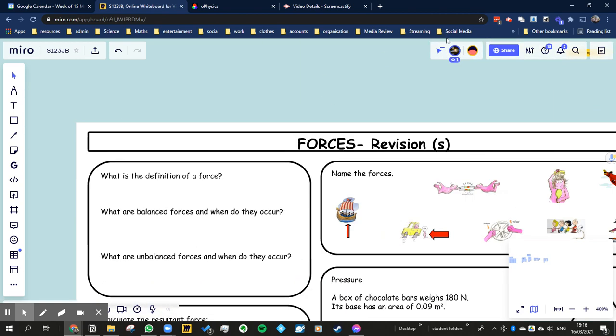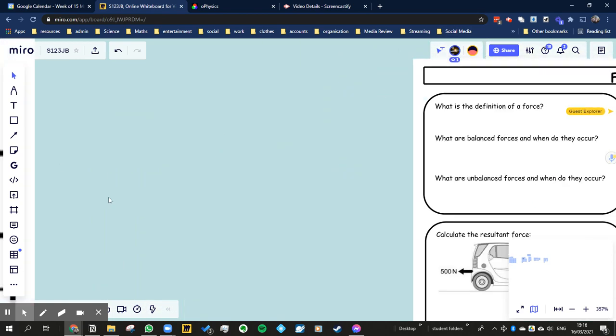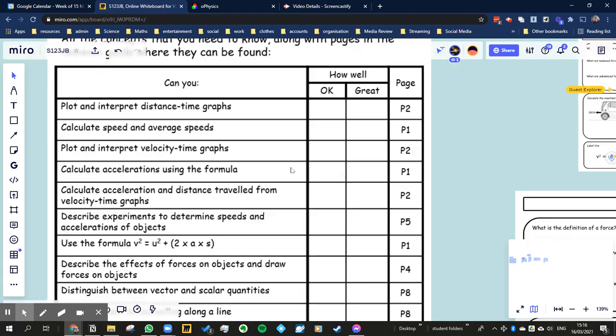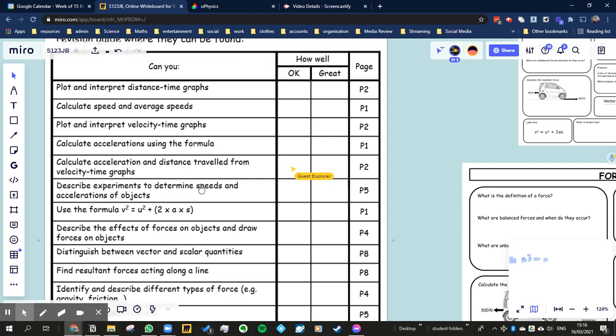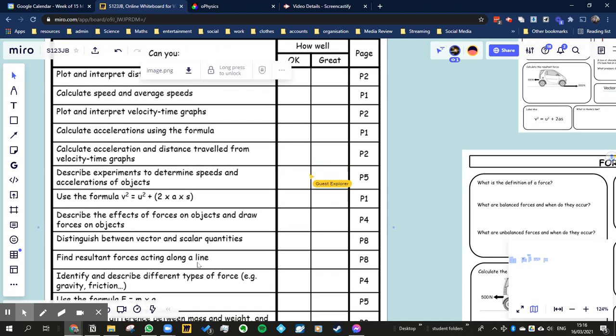Let's go back to here then, and let's go back to the checklist. What else have we got? I'll just lock that. So calculate speed and average speed. So how do you calculate speed? So we'll look at what that means in a moment as well. I'm going to just briefly go over all of them, and then we'll go through each one in detail.